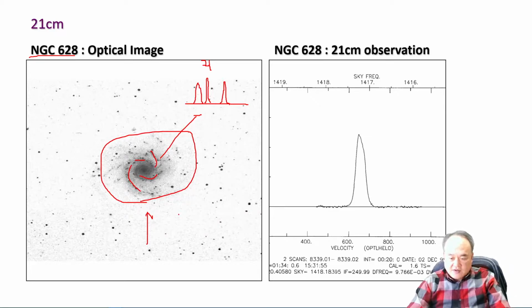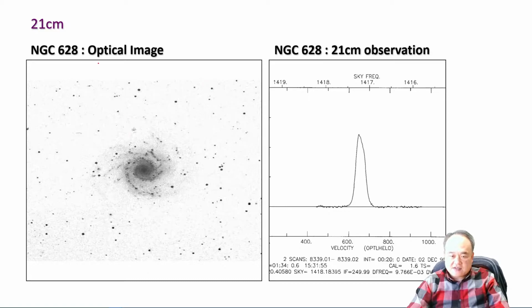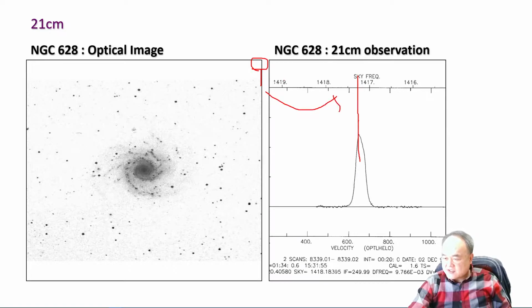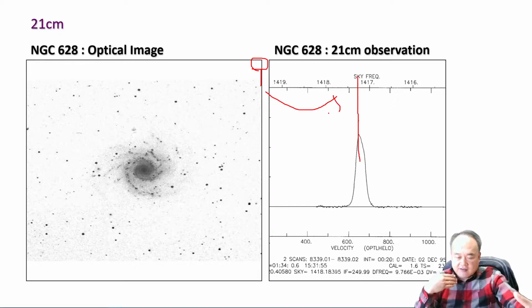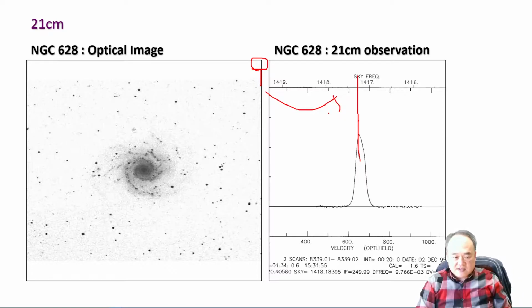But this particular spiral galaxy NGC 628 is a face-on spiral galaxy. That means there is no net radial velocity shift due to the spiral arms. So what we see is one combined strong 21 centimeter emission peaking at about 1417 megahertz, and the rest frequency is 1420. That difference is due to the relative radial velocity difference between the Milky Way galaxy and NGC 628.